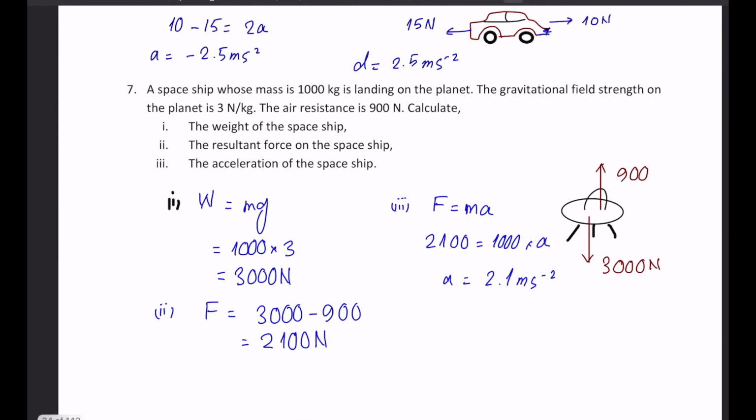The next question says a spaceship whose mass is 1000 kg is landing on some particular planet. The gravitational field strength is 3 Newton per kg and the air resistance over there is 900 Newton. Calculate the weight of the spaceship. We know weight is equal to mass times gravitational field strength. That will be 1000 times 3 becomes 3000. The resultant force on the spaceship: if the weight is 3000 and the air resistance is 900, 3000 minus 900 gives you the resultant force. And then the acceleration. Newton's second law, resultant force is m times a. In the previous part, we found the resultant force. Mass is given to us. We can calculate the acceleration of the spaceship.